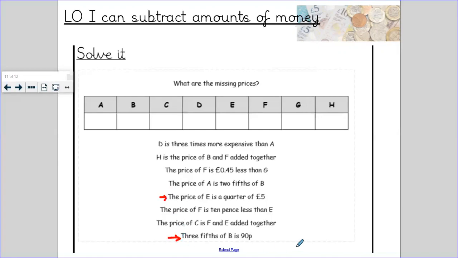Okay, the price of E is 1/4 of £5. And 3/5 of B is 90p. Those are two that you can work out in isolation. The others you need to be able to compare two prices. Okay, hopefully that's a fun challenge. It really will be a challenge. Take your time to do it.